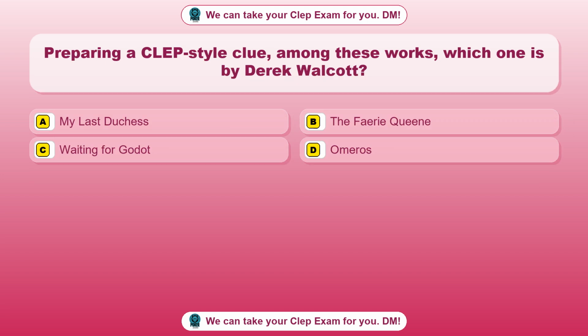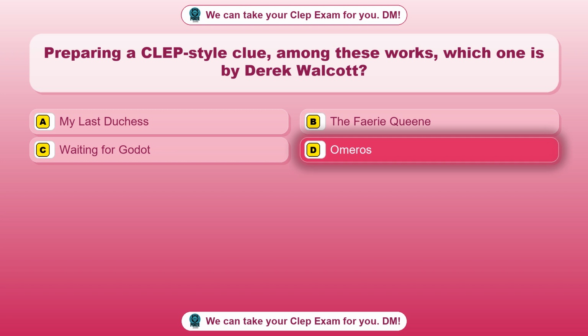Question 56. Preparing a CLEP-style clue among these works, which one is by Derek Walcott? Option A. My Last Duchess. Option B. The Fairy Queen. Option C. Waiting for Godot. Option D. Omeros. The correct answer is option D.